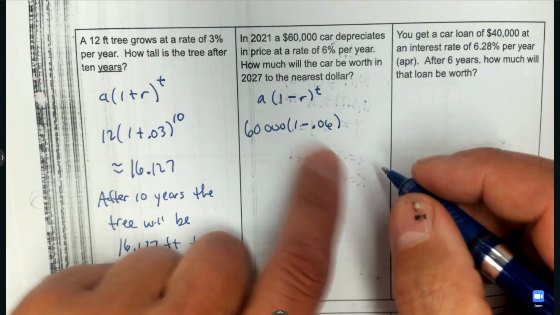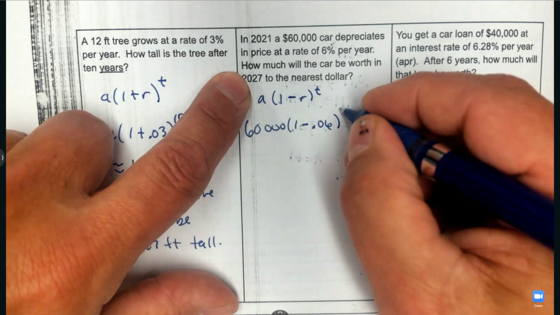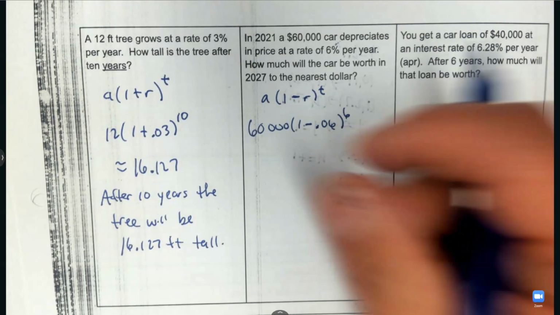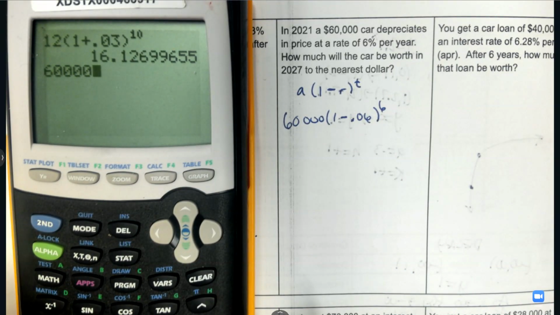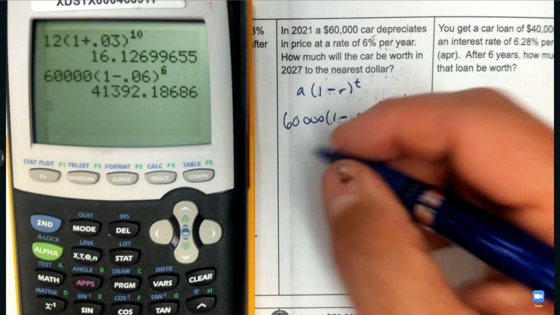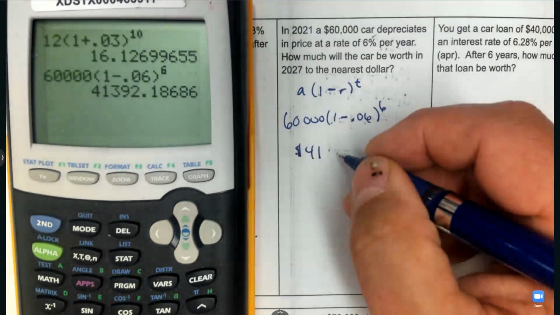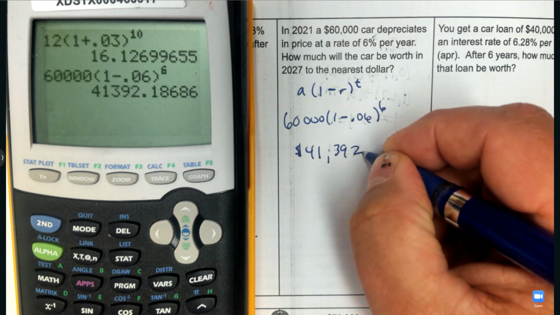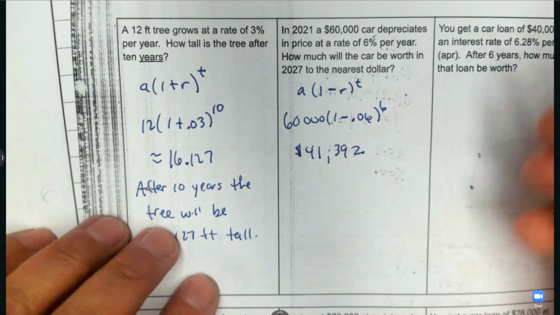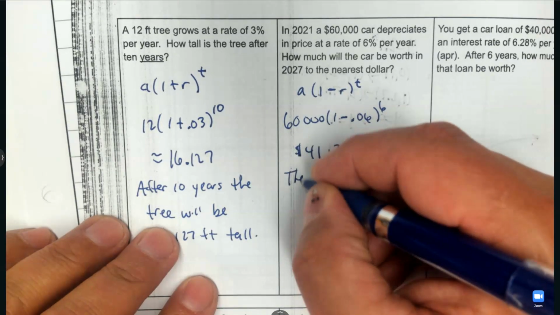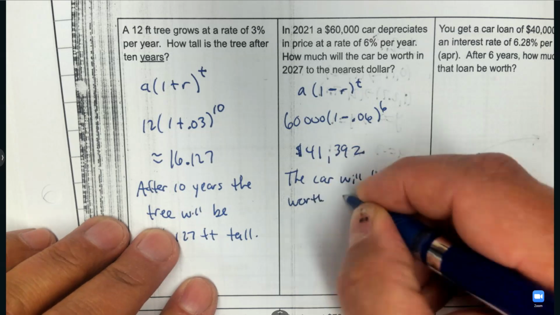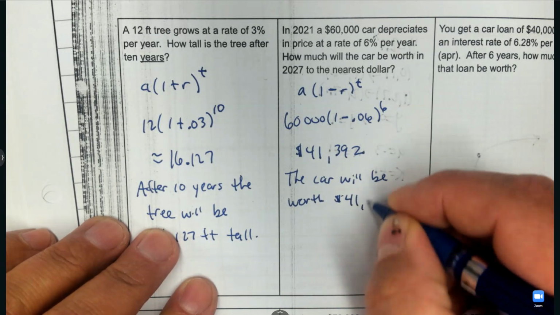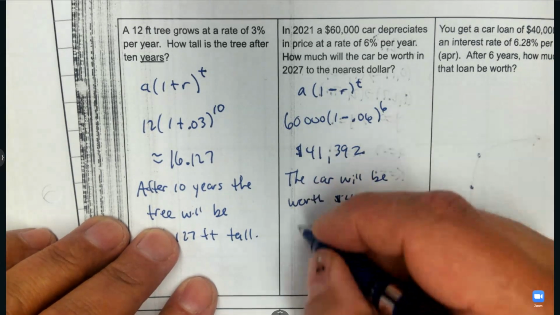And then how much time has gone by? So 2021 to 2027, that's 6 years. Subtract, and then use your calculator. So I'm going to go 60,000 (1 subtract 0.06) to the exponent 6. And so to the nearest dollar, it's $41,392. The 1 doesn't make it go up. So then I'm going to write, the car will be worth $41,392 in 2027.